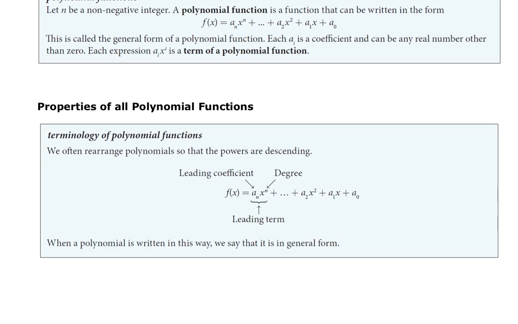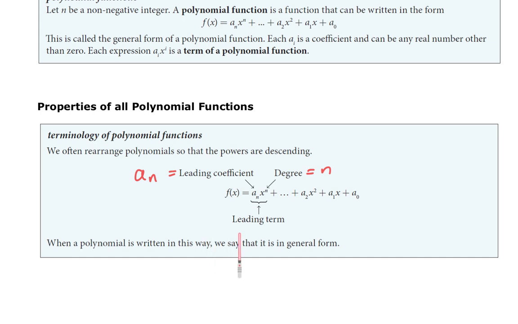Okay, some of the properties. When we have a sub n, x to the n, the entire thing is our leading term. The degree is the n, the leading coefficient is the a sub n. And the reason we care about that is because we can determine what the graph looks like or expects to look like just knowing this information, what the leading coefficient is and what the degree is.